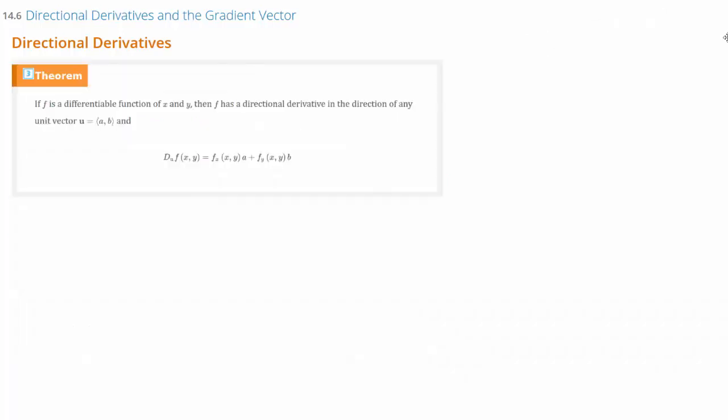So how do we compute the directional derivative in practice? Well, what this theorem tells us is if f is a differentiable function, then we can compute the directional derivative in the direction u equals (a, b) using this formula. It's important to note that this formula just involves the partial derivative with respect to x, the partial derivative with respect to y, and the components of the unit vector u. Therefore, all we'll need to do is compute our partial derivatives and put them together with the components of our unit vector according to this formula.